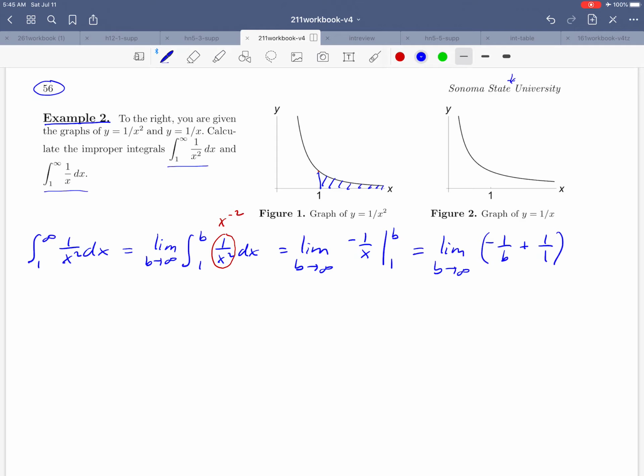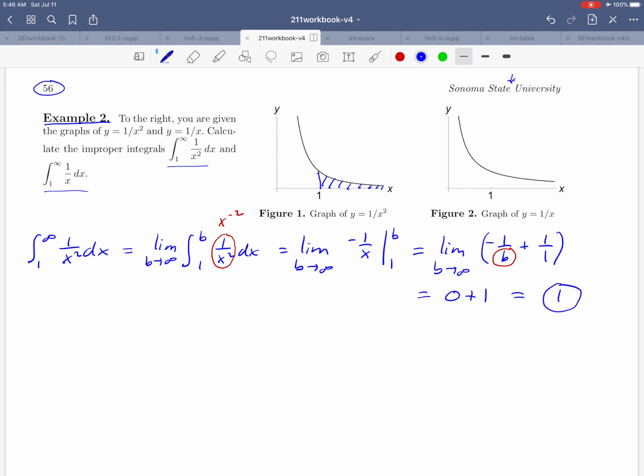Now to finish, we need to calculate this limit. So the question here is, what happens as b goes to infinity? Well, notice where the b is. It's in our denominator. So we have a fraction that looks like negative 1 over something that's getting really, really big. What happens to a fraction if its denominator goes off to infinity and the numerator stays constant? It's going to go to 0. So that negative 1 over b just goes to 0, and we get an answer of 1.